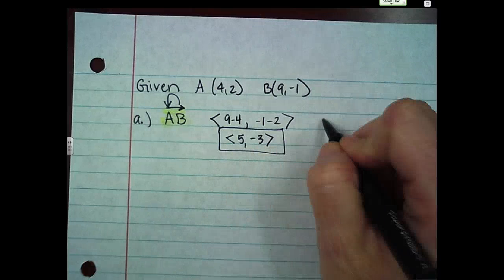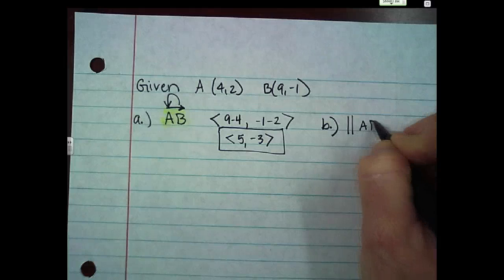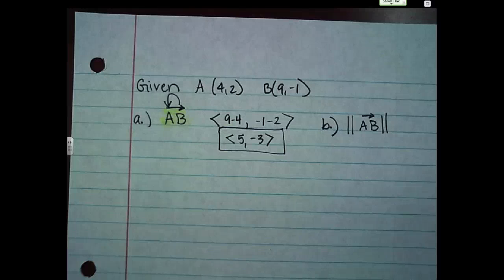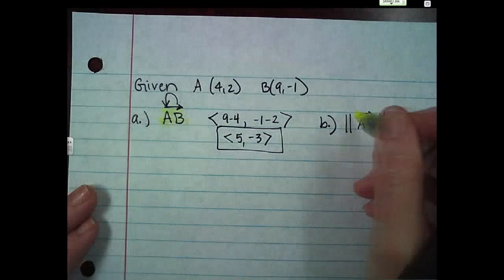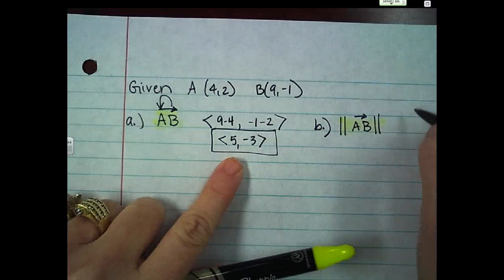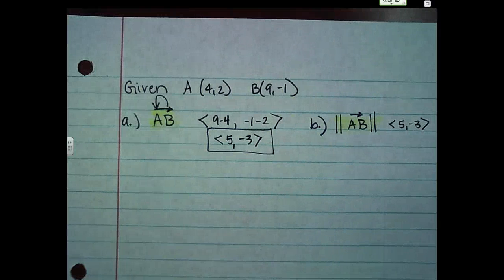Now let's go to part B. Part B is going to ask you what is the magnitude of AB. What's the length, the magnitude, of AB? Okay, in order to find the magnitude, you have to have the direction first. So you got 5, negative 3, I'm sorry. We already did that in part A. So how do you find it?